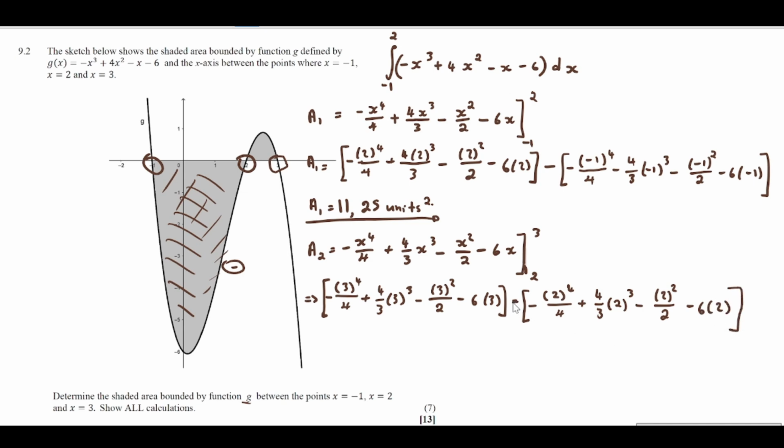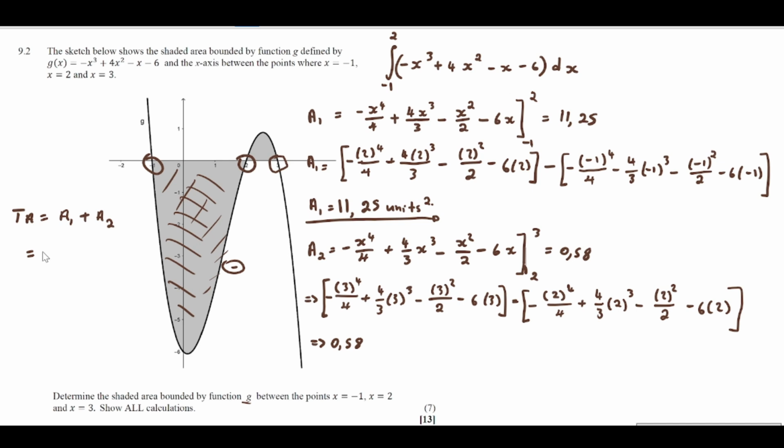You put the whole thing in your calculator, and then you find that your area number 2, according to my calculator, is 7 over 12, or rather 0.58. So the area here is 0.58. The area here is 11.25. Now what do we do? The question said we must calculate the total area. So the total area is equal to area number 1 plus area number 2.